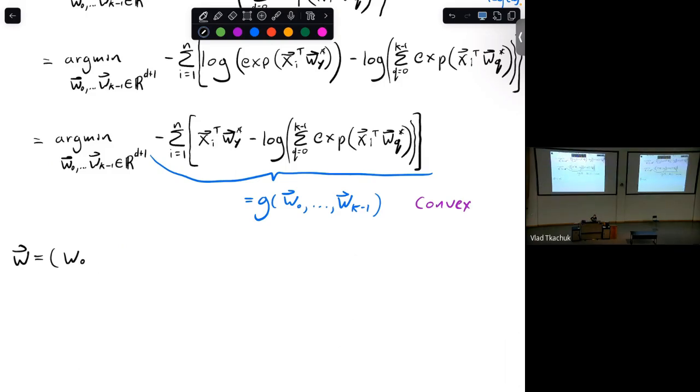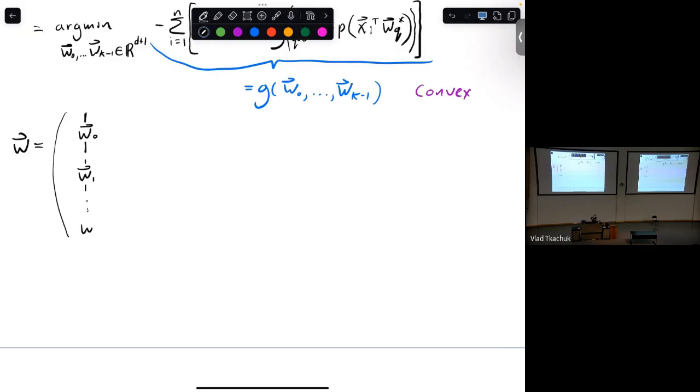Let's see how you draw this. You can think of it like this visually. This is a giant vector where you take the w vector and it takes up this much room, and then you take the w1 vector and it takes up this much room, and you stack them all together up to w k minus 1. And you get this giant new vector, which is all of them vertically stacked.